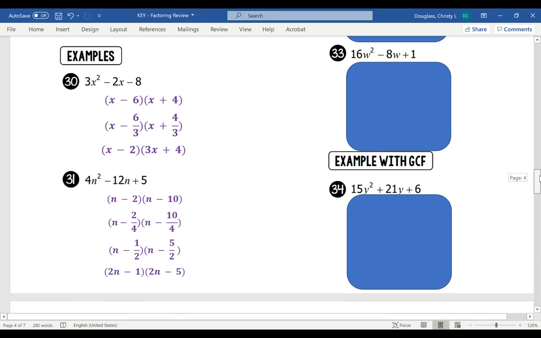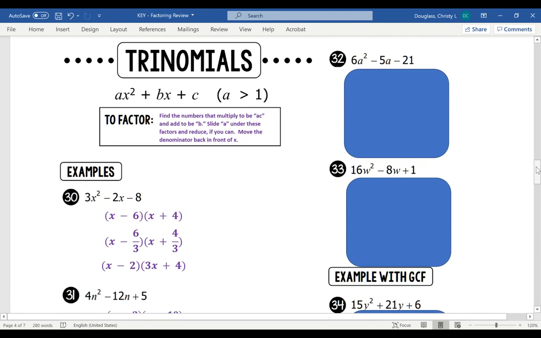Let's do another. Let's do 6a squared minus 5a minus 21. Again, our leading coefficient is 6, so we must multiply 6 times negative 21. I'm definitely going to need some scratch paper to help me keep track of this, because 6 times negative 21 is negative 126. And there are a lot of things that multiply to equal negative 126.